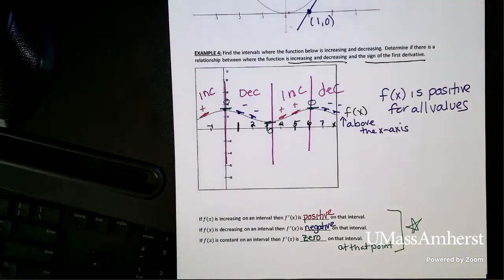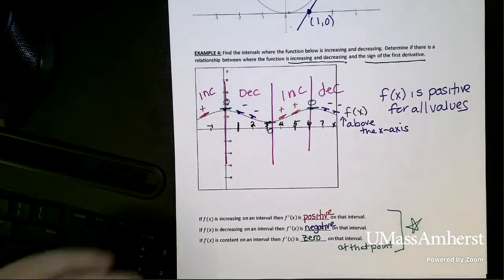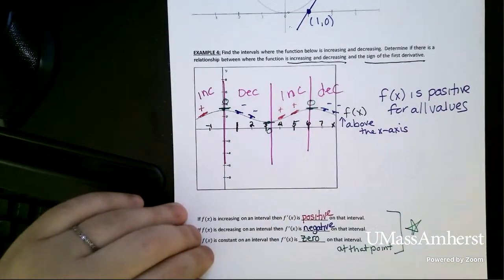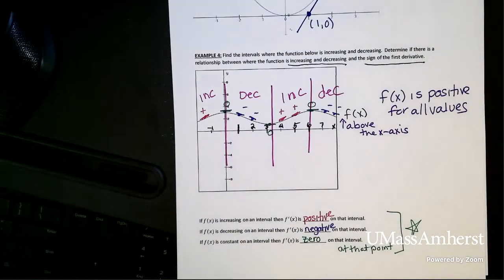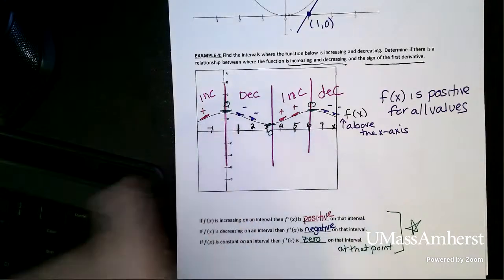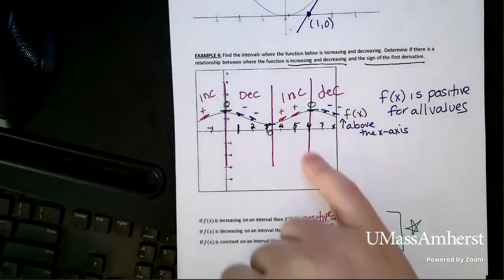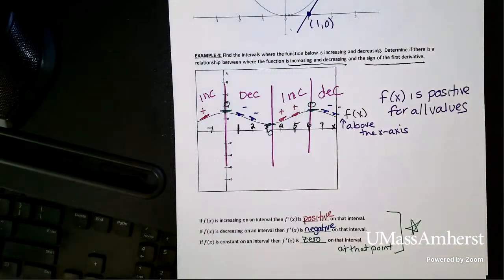Okay, so let's take these three statements and see if we can do a problem where we are relating where the original function is increasing and decreasing to where the derivative is positive and negative. Again, I just want to remind you that at the point we turn around, we consider that constant, which means that at those values, we are not increasing or decreasing. So at 0, it's not increasing or decreasing, it's constant. At approximately 3 and at approximately 6, those are places where we are not increasing or decreasing, we are constant.